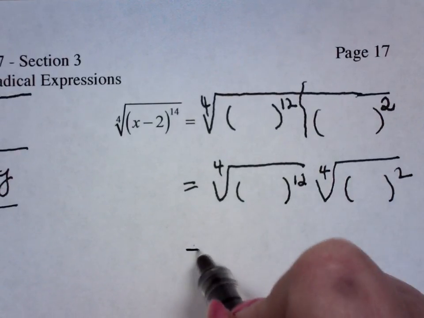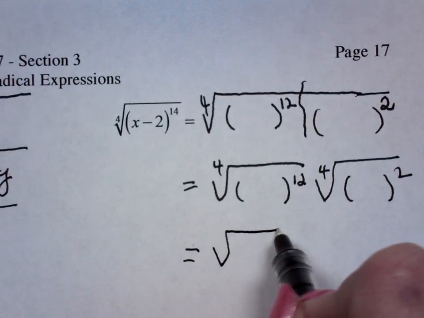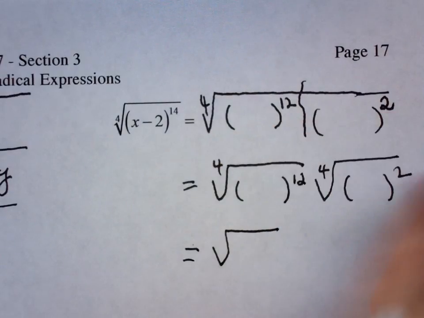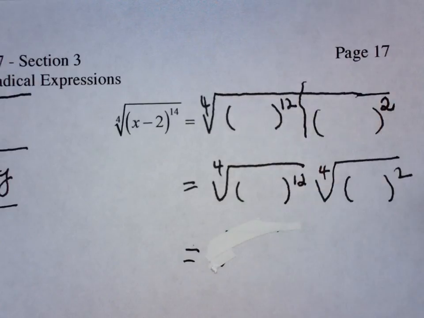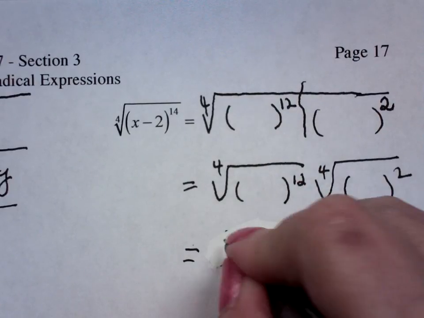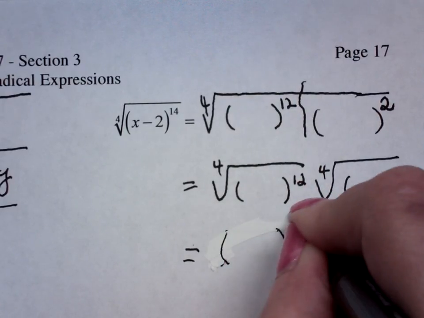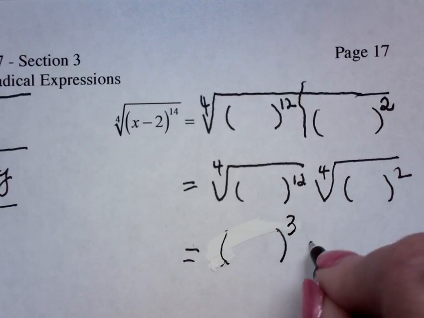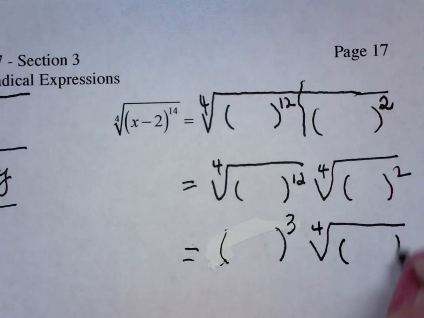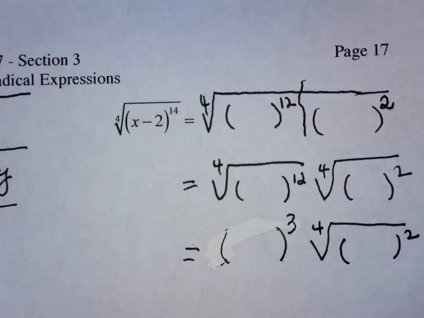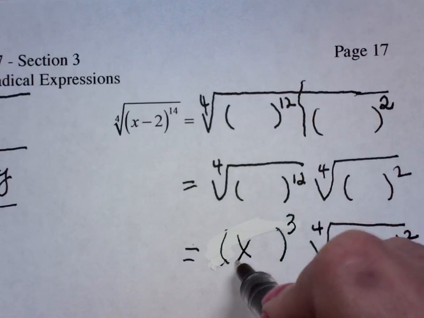And what's the fourth root of parentheses to the 12th? And I did it again. Look at that. What would it be? Parentheses to the third. And the fourth root of parentheses squared. And now parentheses is x minus 2.